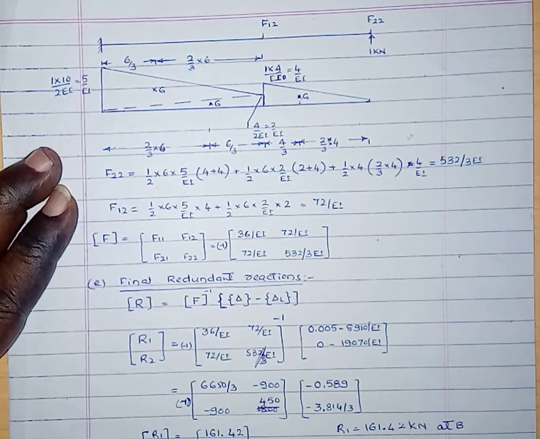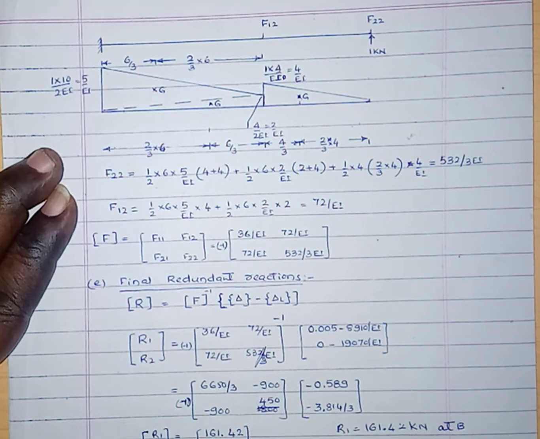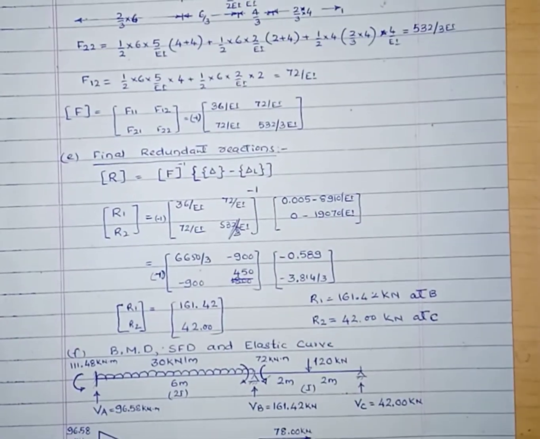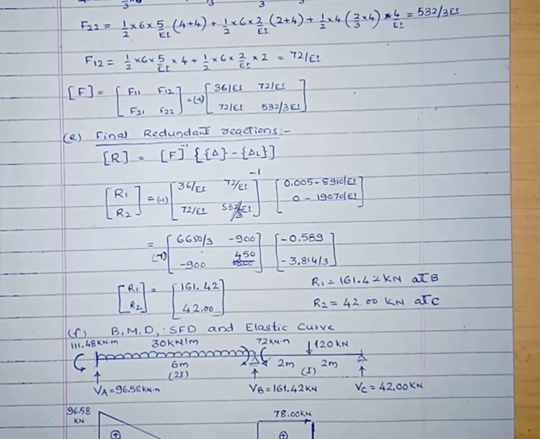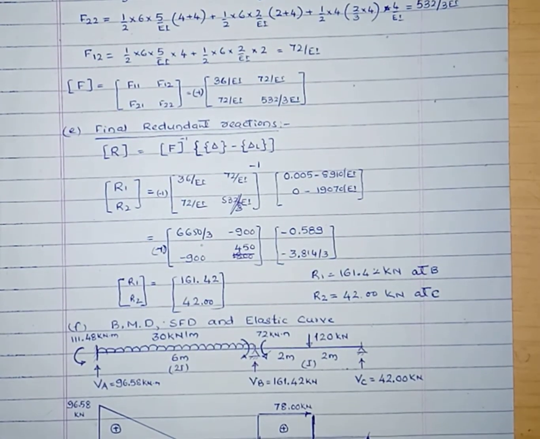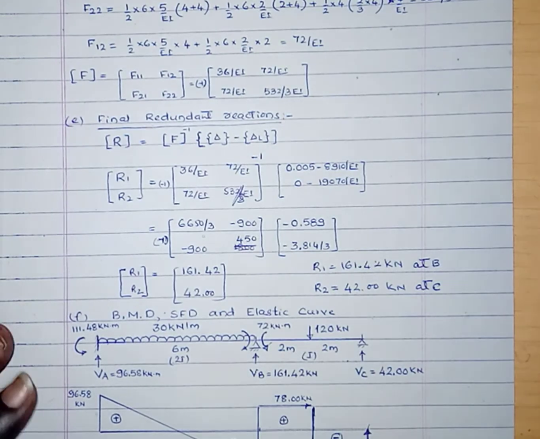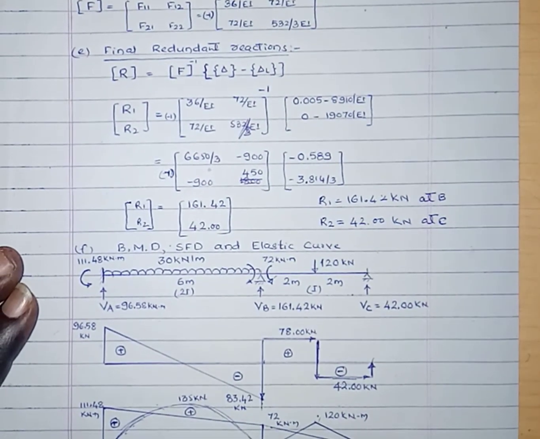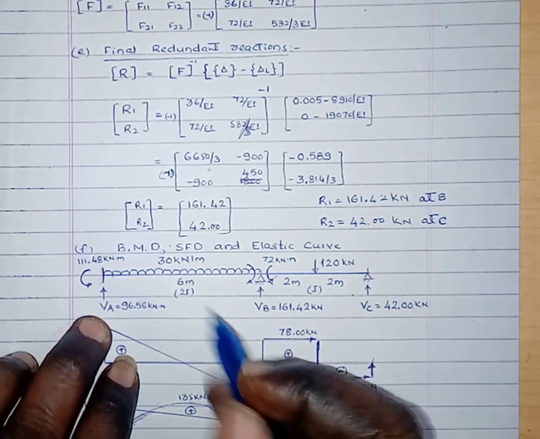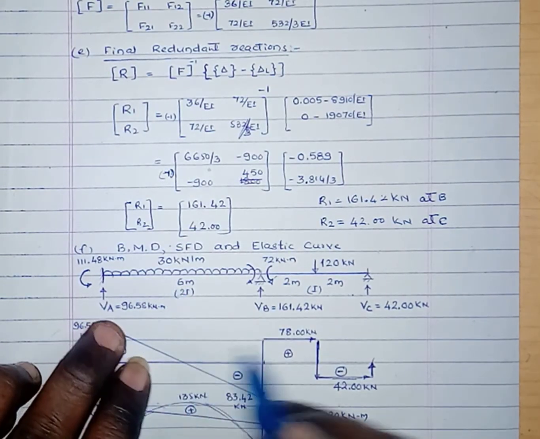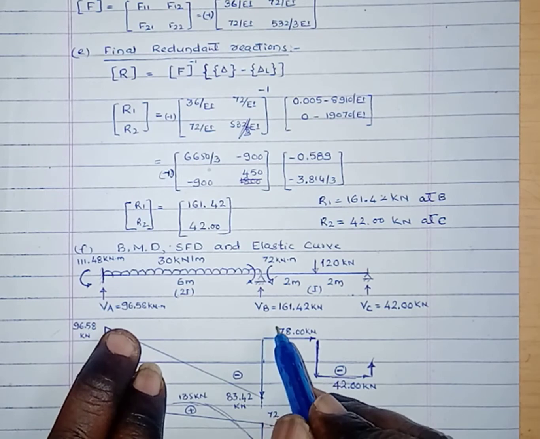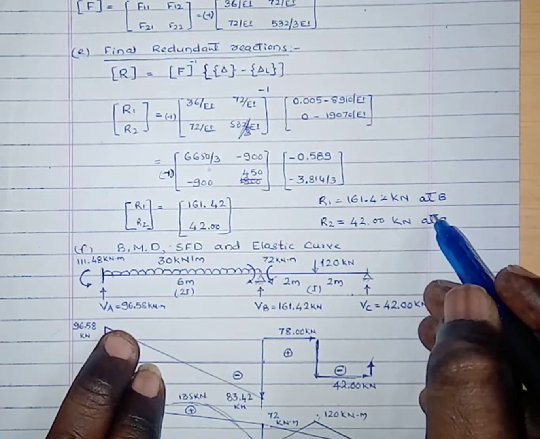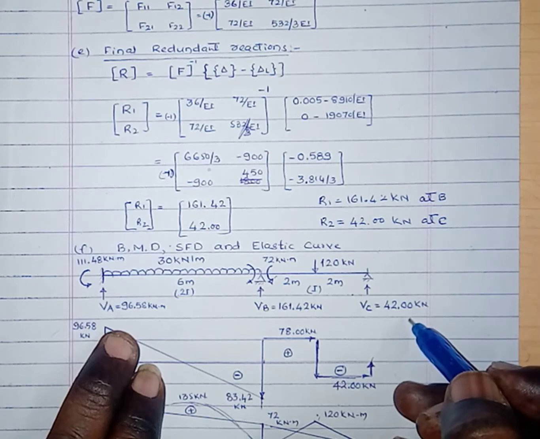Then by using this we can calculate the bending moment and draw the bending moment diagram, shear force diagram and the elastic curve. Here we have already calculated the redundant reactions VB and VC. VB is 161.42 kilonewton, VC is 42 kilonewton.